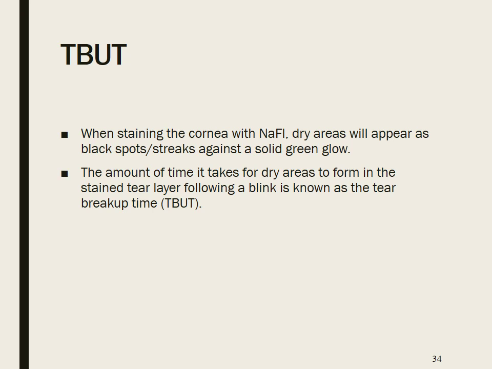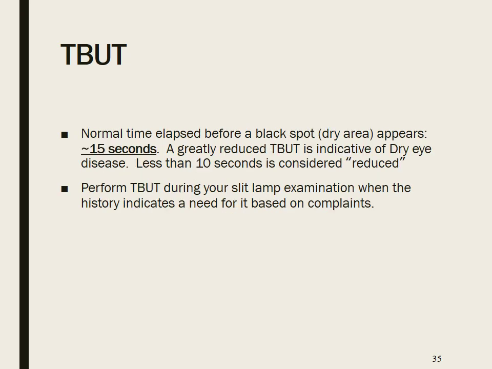When you see staining on the cornea with the fluorescein, dry areas will appear as black spots or streaks against a solid green glow. The amount of time it takes for a dry area to form in the stained tear layer following a blink is known as the tear breakup time, or TBUT. Normally, the time elapsed before a black spot or dry area appears is about 15 seconds. A greatly reduced TBUT is indicative of dry eye disease; less than 10 seconds is considered reduced.